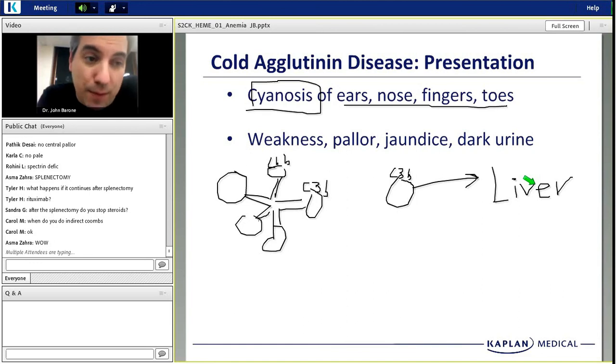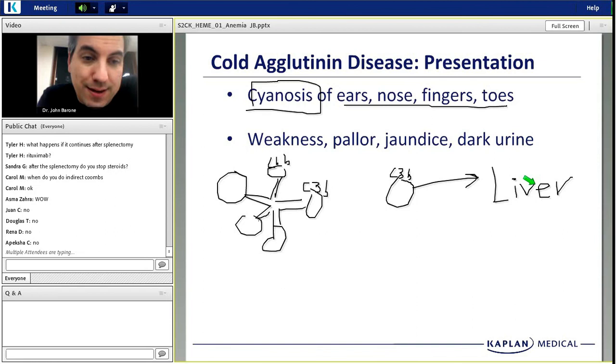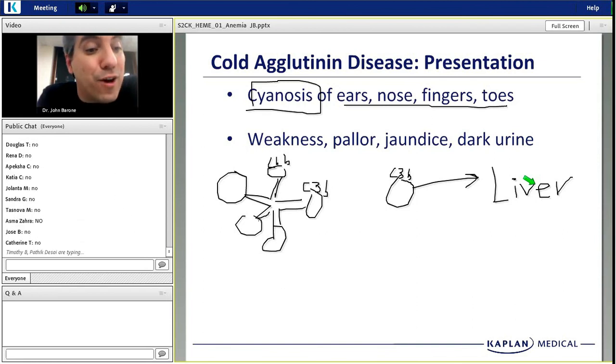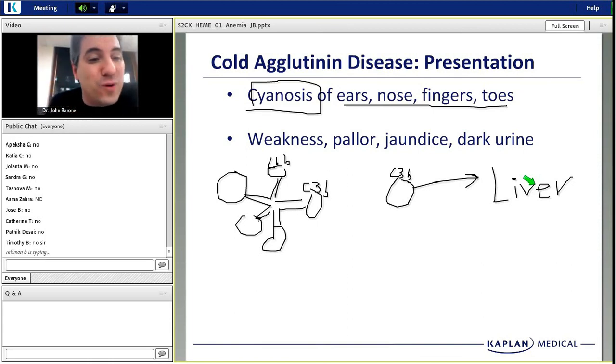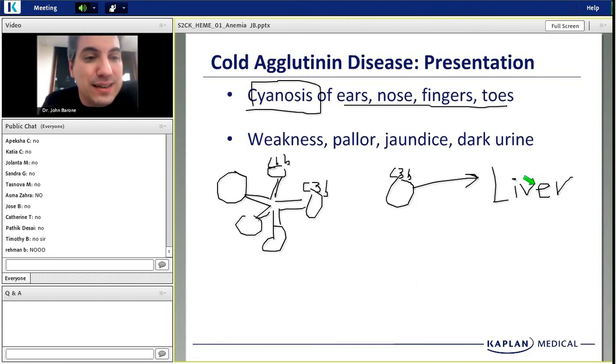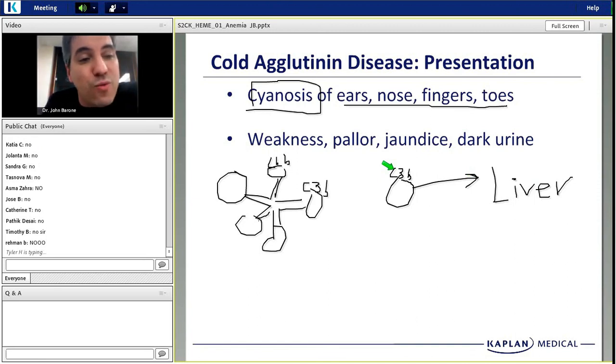Is splenectomy going to help this? Oh, see, that's the most common wrong answer. Remember, IgG, IgG, IgG, spleen eats it, splenectomy, steroid. Splenectomy ain't gonna work here. Make sense? And steroids not gonna affect C3b either. Steroids gonna have no effect on that. So steroids and splenectomy don't work here.